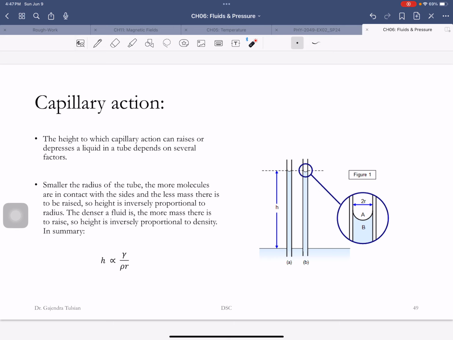The denser the fluid is, the more mass is to be raised, and the height is inversely proportional to the density. Anyway, the narrower the tube, the higher it'll rise. The heavier the liquid, the less it'll rise, and so on.